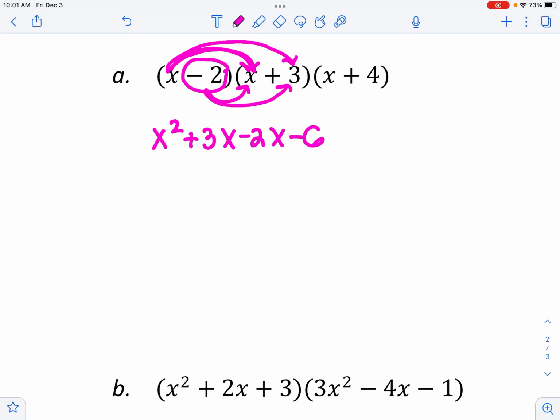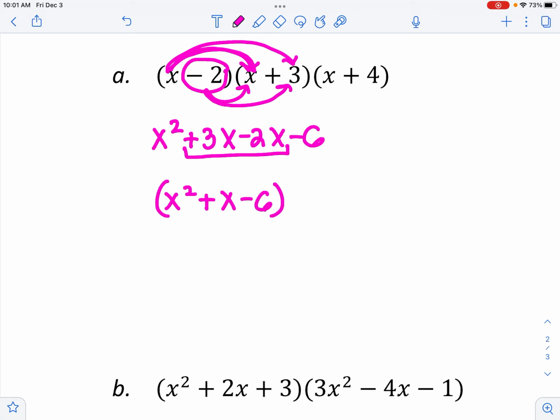This is also called last. So that's why it could be called FOIL. Multiply the first terms, the outer terms, the inner terms, and the last term. Next, what we want to do is combine like terms here. These 2 are like terms, so we want to make it one term. So that's x squared plus x minus 6.